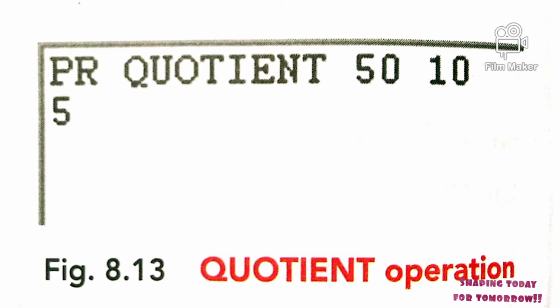So students, in this quotient function, both the inputs that you are giving should be numbers. You can't input letters here. Okay, both the inputs should be numbers. So as you can see in this figure, it is written PR, then there is a space in between, then quotient. It means that they want to divide the first number by the second number. So the first number is 50 and the second number is 10. So they will divide 50 by 10. So the result that will come on the screen is 5.